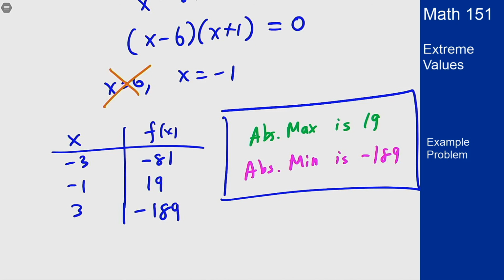So that you can take a function and look at its derivative to figure out where its max and min values are on a given interval.